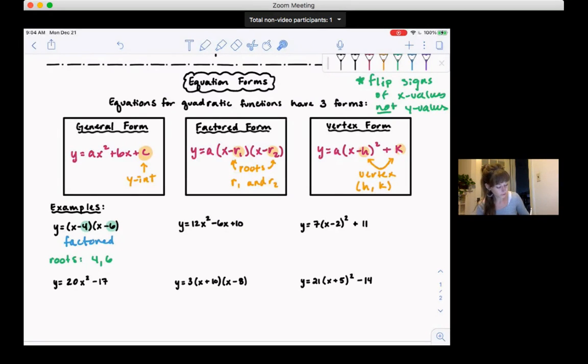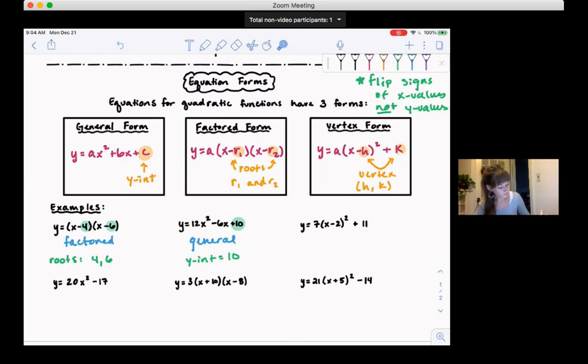Next one, 12x squared minus 6x plus 10, that's in general form. And general form tells us the y-intercept. So this last number is the y-intercept. It's a y value, so we don't need to flip it. So y-intercept is just positive 10.